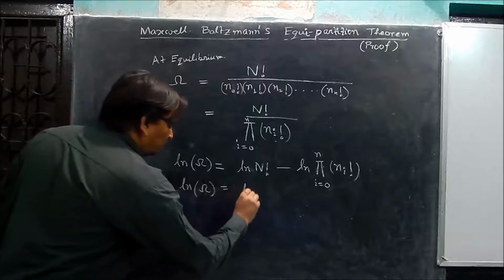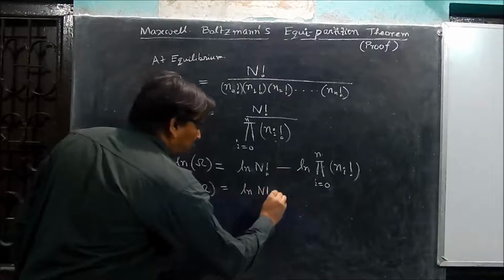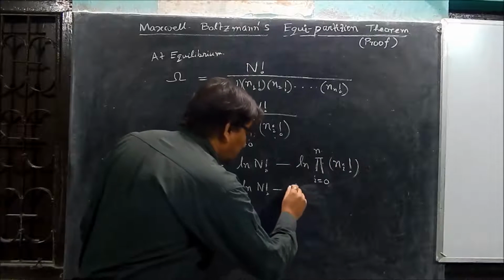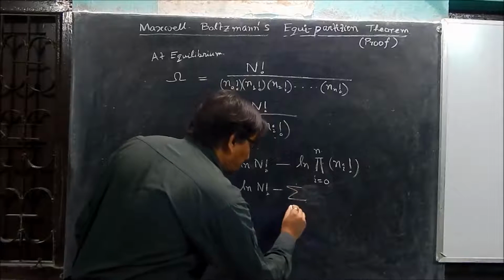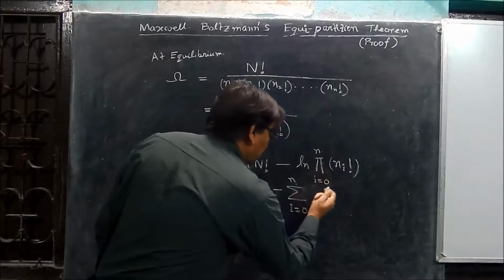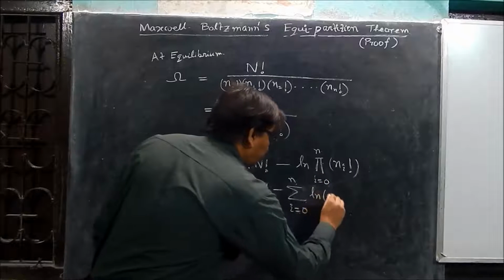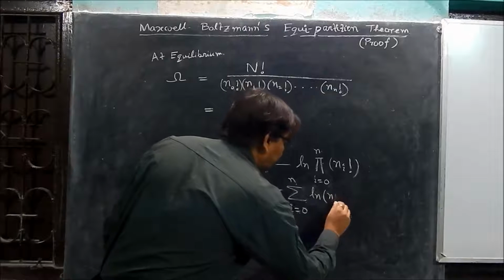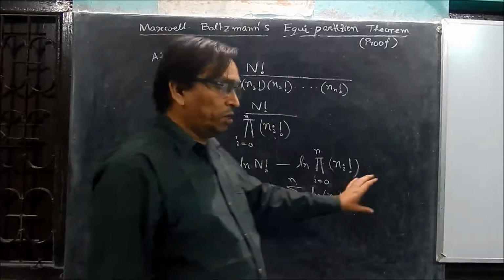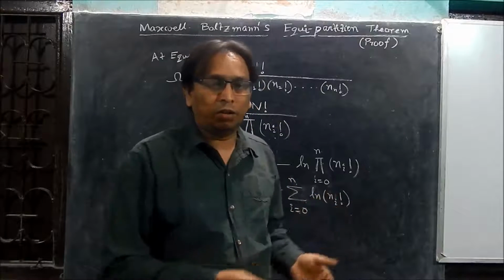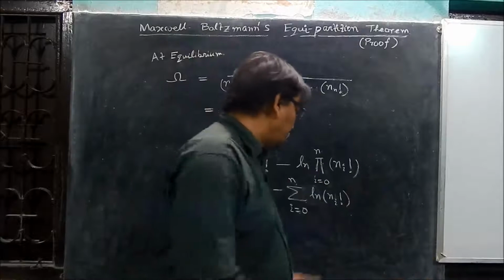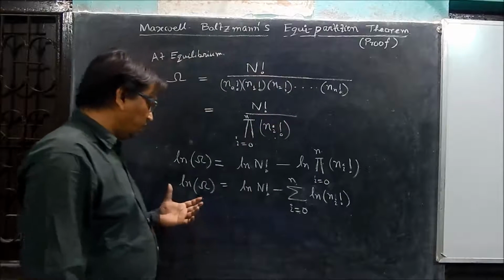So ln omega equals ln of N factorial minus, when we take the ln inside, the summation over i equal to 0 to n of ln of ni factorial. Because when you take a product inside a log, it becomes a sum: log abc equals log a plus log b plus log c, like that.